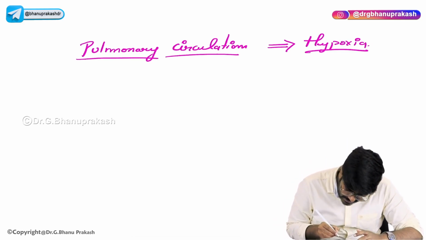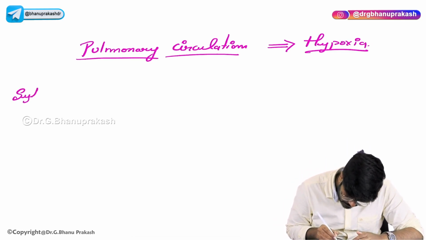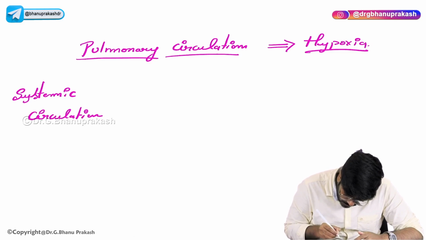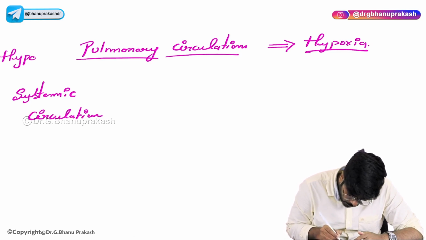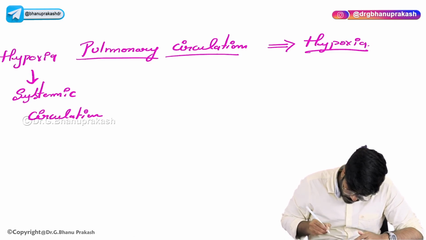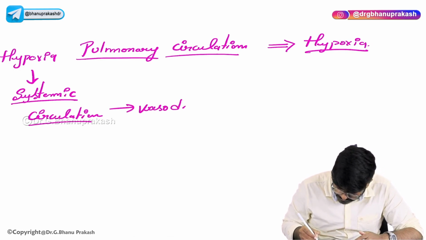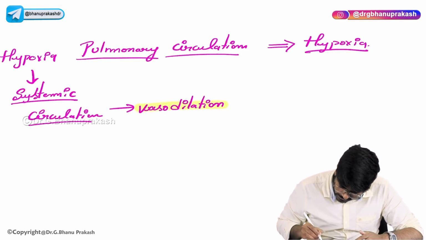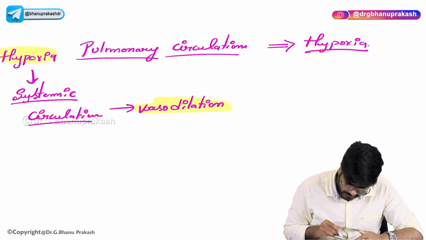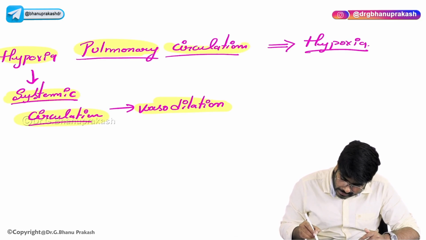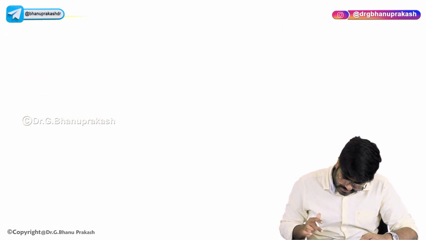So normally, in systemic circulation, what will hypoxia do? Hypoxia will cause vasodilation. Normally there will be vasodilation because of hypoxia in a systemic circulation. But what is different in pulmonary circulation? Now let's see here, guys.